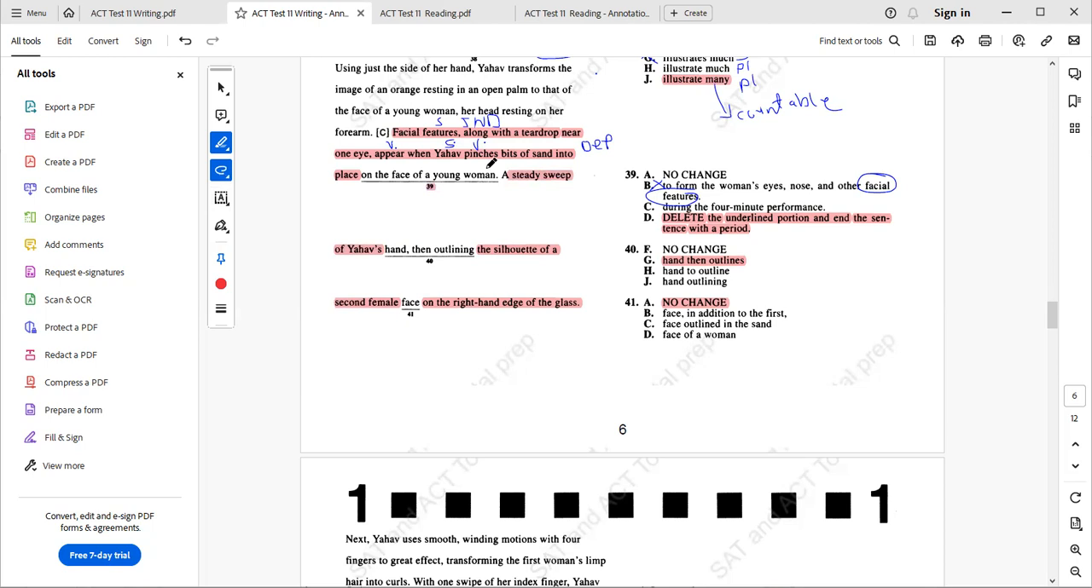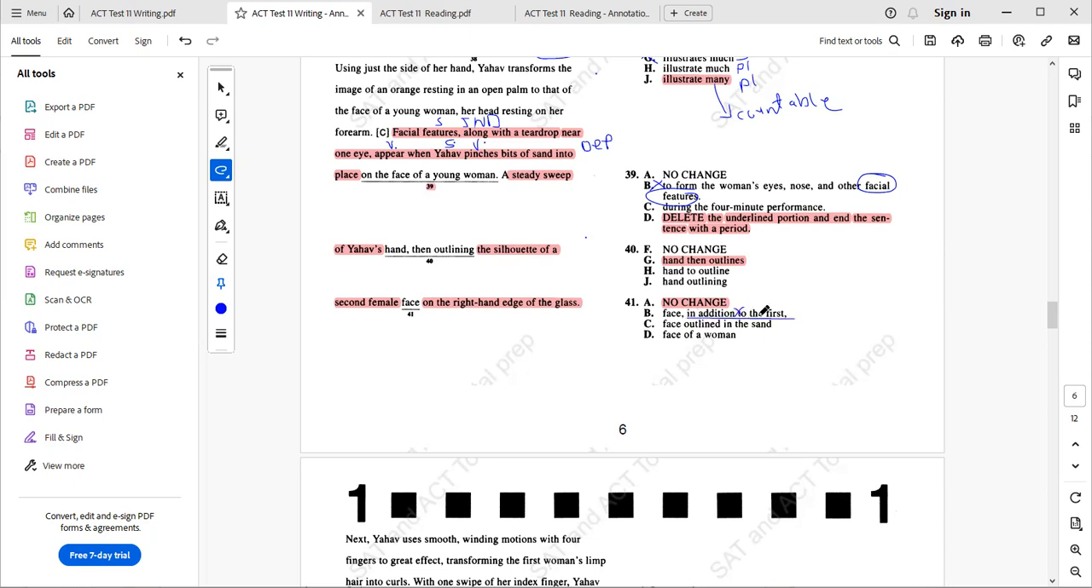Okay. He said here a steady sweep of Yava's hand, then outlines the silhouette of a second female. This is the problem now. On the right hand edge of the glass. Okay, if I said a second female face, it's right. A second female face in addition to the first.